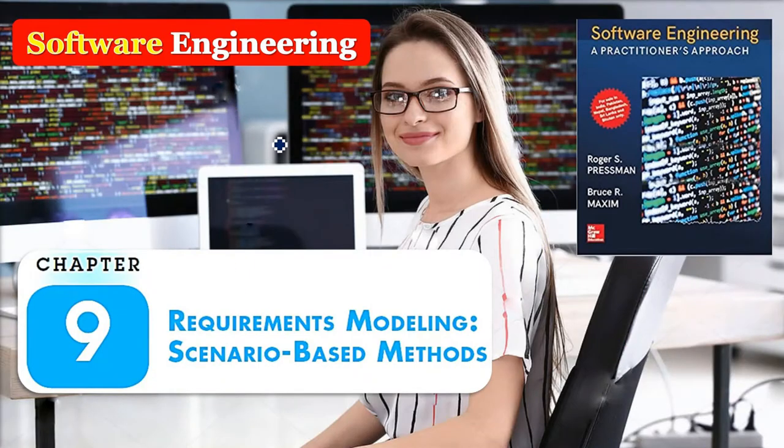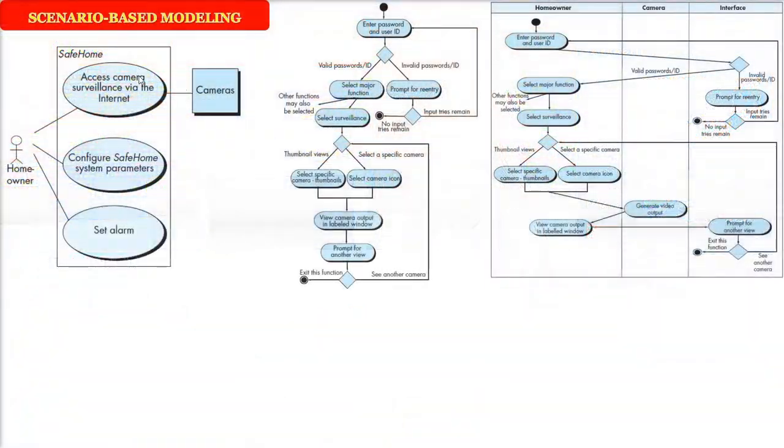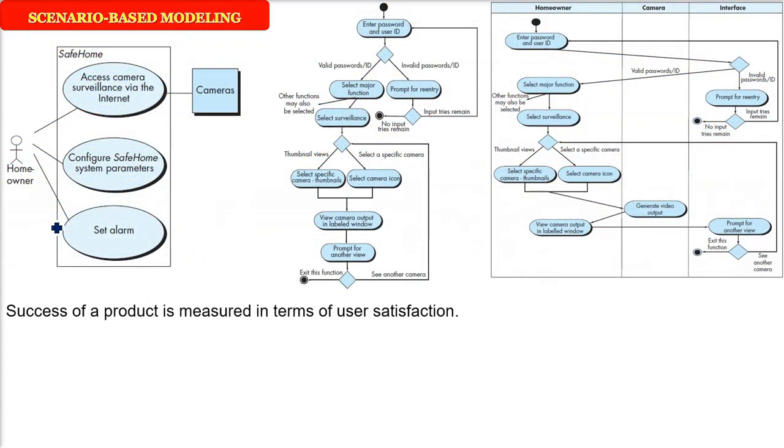In software engineering, we are looking at chapter number 9, requirements modeling, scenario-based methods. In scenario-based modeling, we are actually talking about the use case diagram and the other diagrams supporting it.